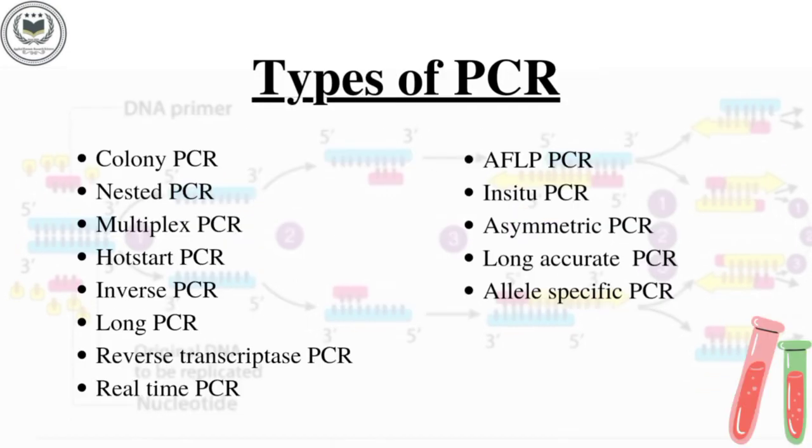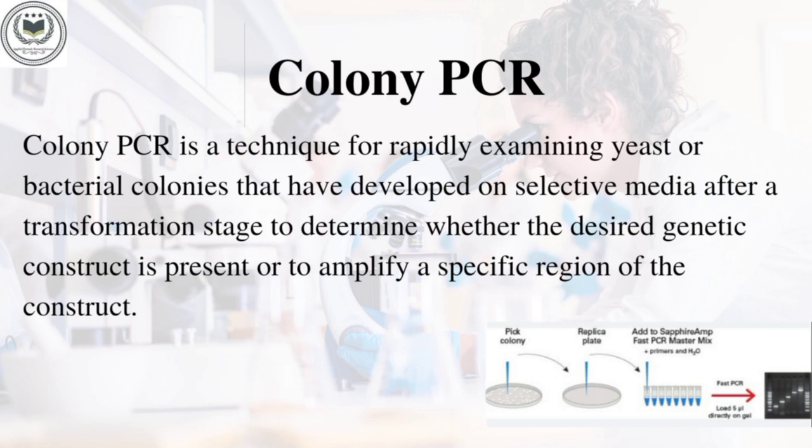Types of PCR. Nowadays, we have different types of PCR like colony PCR, nested PCR, multiplex PCR, hot start PCR, inverse PCR, long PCR, reverse transcriptase PCR, real-time PCR, AFLP PCR, in situ PCR, asymmetric PCR, long accurate PCR, allele specific PCR. Now we are going to look at these one by one. First one is colony PCR.